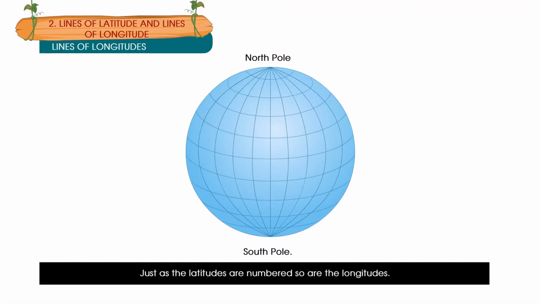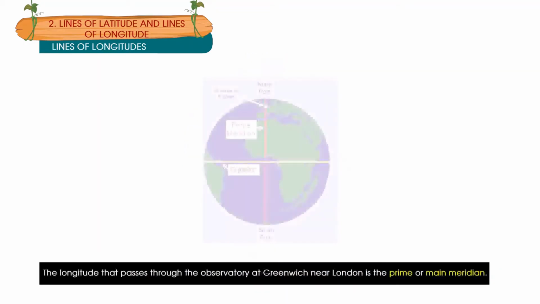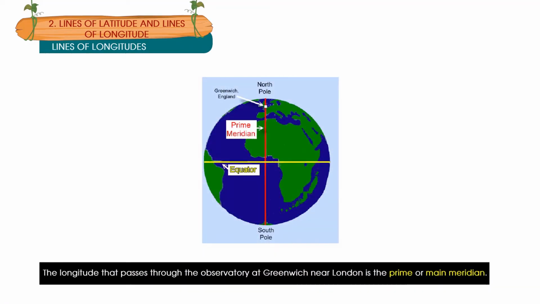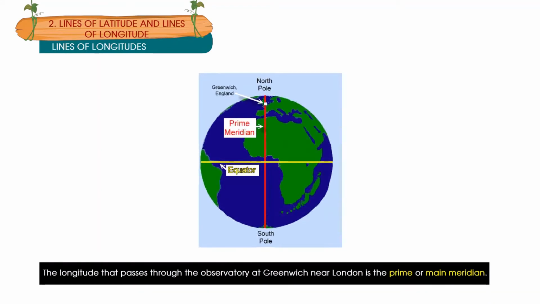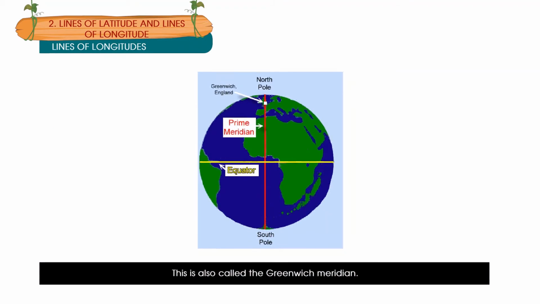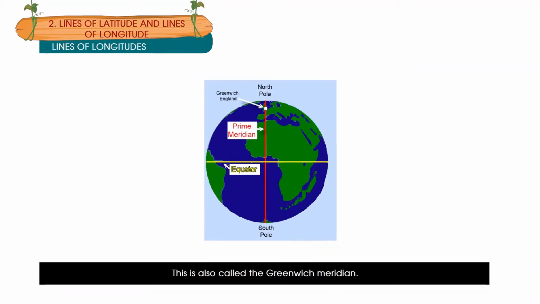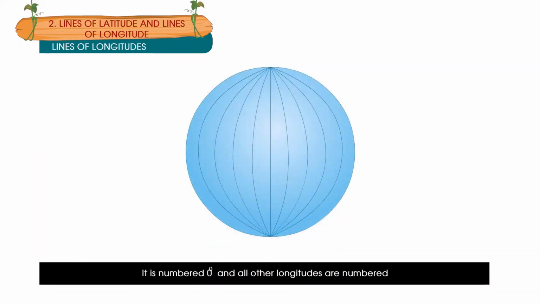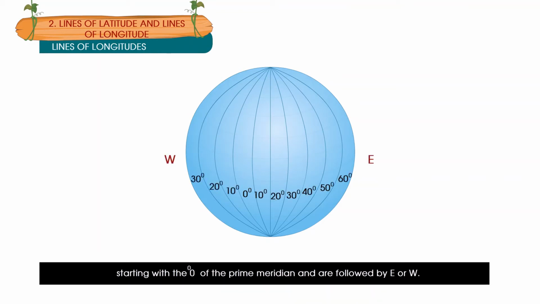Just as the latitudes are numbered, so are the longitudes. The longitude that passes through the observatory at Greenwich near London is the prime or main meridian. This is also called the Greenwich meridian. It is numbered 0 degree, and all the other longitudes are numbered starting with the 0 degree of the prime meridian and are followed by east or west.